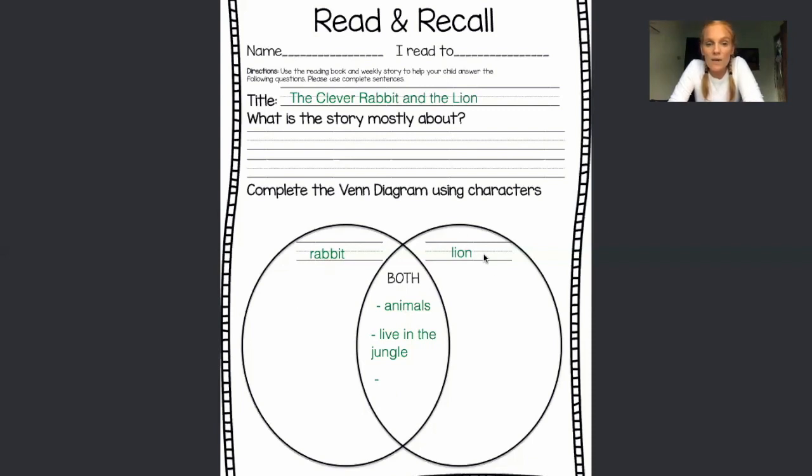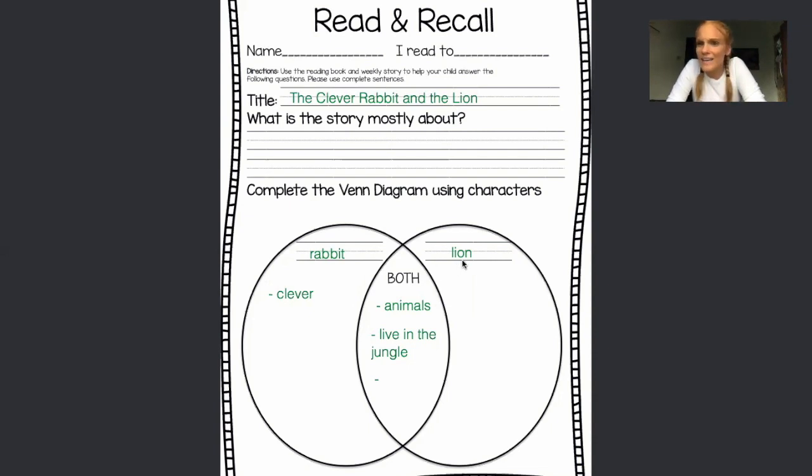So let's talk about what is different. What is different? So what do we know about the rabbit? You can also see in the title what we know about the rabbit. He is very, very clever. Very good. The rabbit is clever. So I'm going to write clever over here under rabbit.